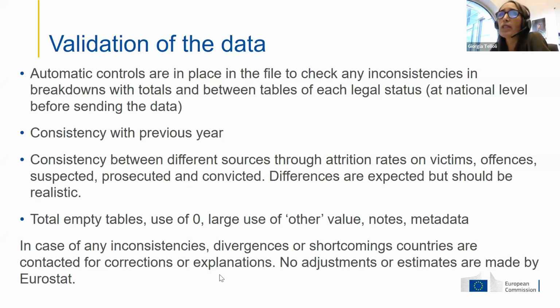And we check the consistency with the previous year. So if there is a big change with the previous year in the numbers, we come back to the country and we ask an explanation for that. And then we check the consistency between the different sources through the attrition rate. That means that the number of victims, offenses, suspected, prosecuted, and convicted are expected to be different, but the differences should be realistic. We cannot have a very high number of prosecuted and very low number of convicted. So this number should be into a range that should be realistic.